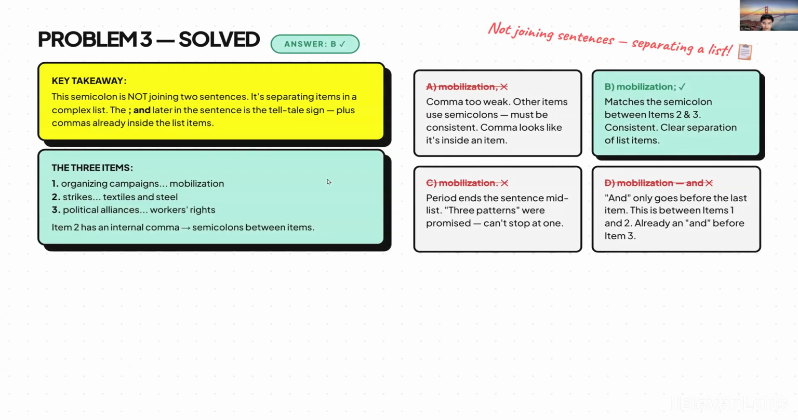So let's take a look at a quick summary of this. The semicolon here is not going to be joining two sentences. It's acting in this case as a complex list separator. A is wrong since the comma is too weak, and we've already seen the semicolon right there. Then C is also wrong since the period would end this list halfway. D is wrong since the "and" only goes between the second-to-last and the last item. And B is the only one since it's the only one that could properly connect these two complex list items.